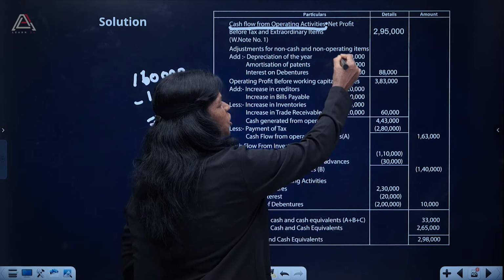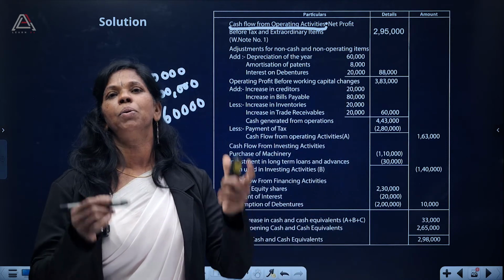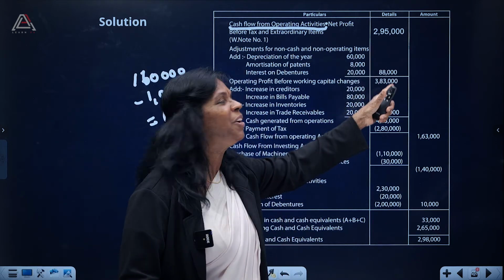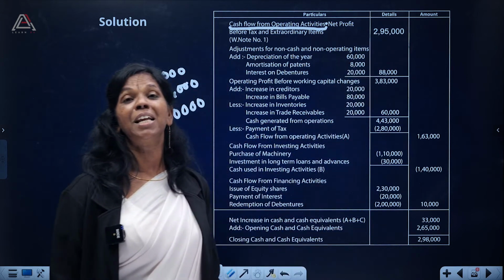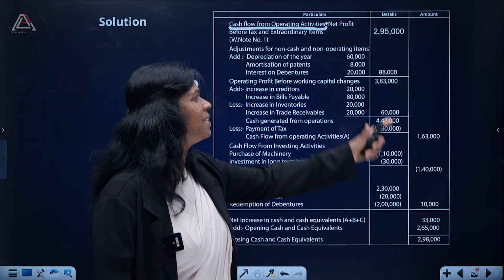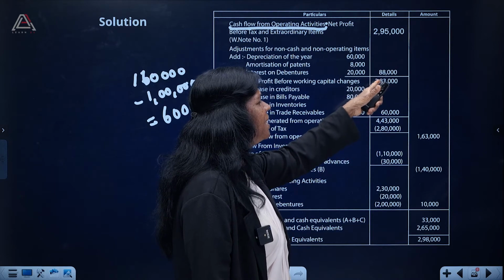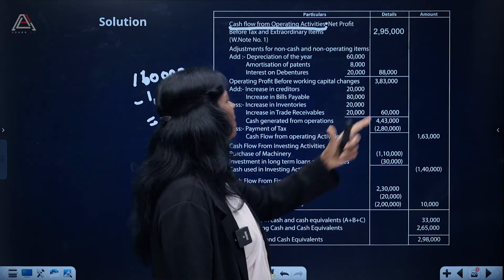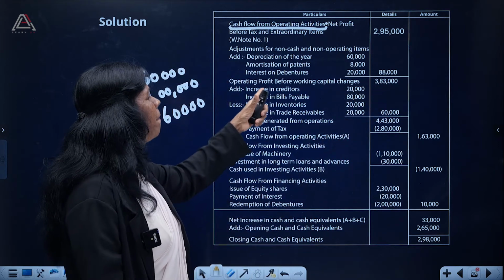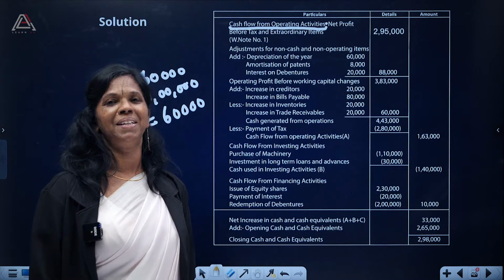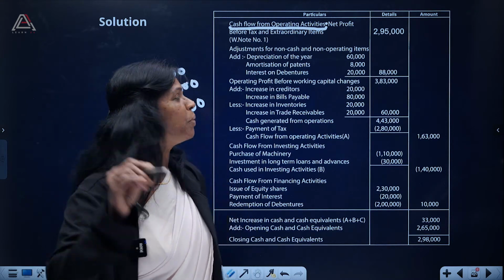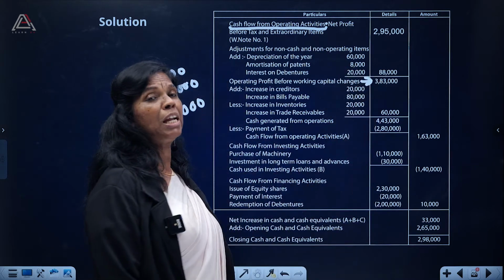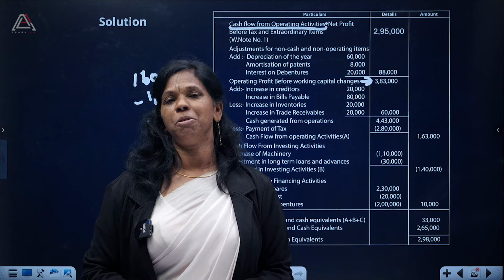then take the total of 60,000 plus 8,000 plus 20,000. How much is it? 88,000. Then this 88,000 we have to add along with this net profit before tax. That is 2,95,000 plus 88,000. So now how much is the balance? 3,83,000. Then this is operating profit before working capital changes. So before working capital changes we got the operating profit.